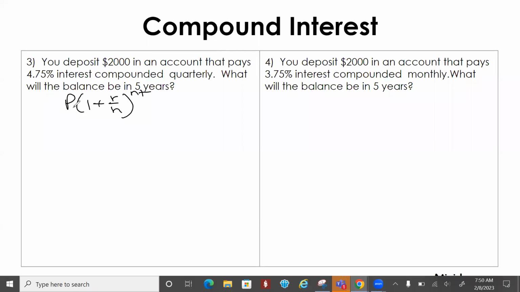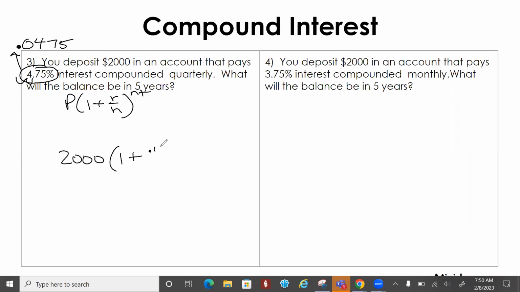So P is always our initial amount, right? So what is our initial amount that we deposit? 2,000. What's our rate going to be in decimal form? Not percentage form, decimal form. Well, that's going to be 0.0475 because we moved that decimal place over twice.